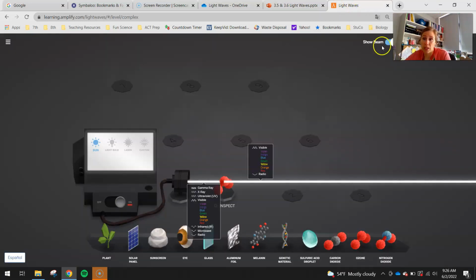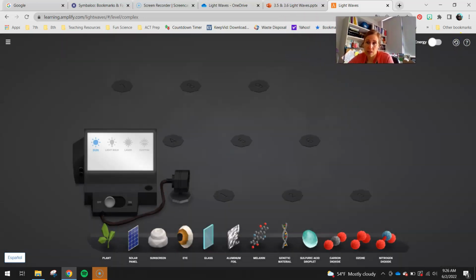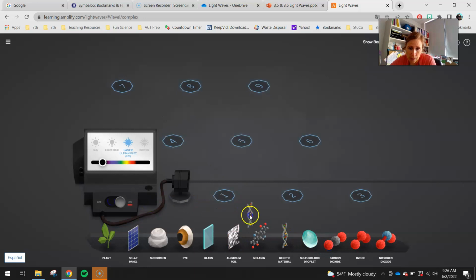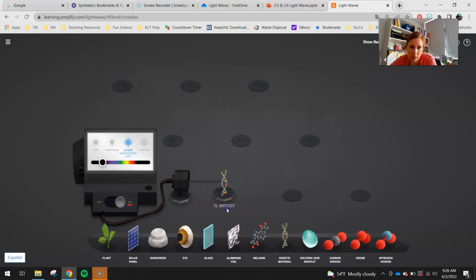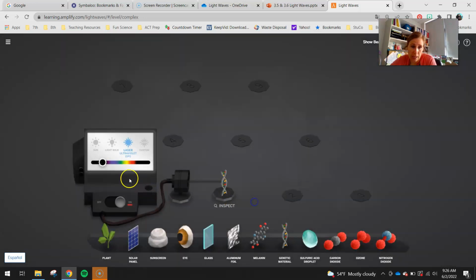If you remember, we can go back into our sim and check those. I'm going to do my laser. I don't even need to test gamma. I'll set it to ultraviolet, and remember we're looking at DNA. I'm going to turn it on, and oops, that's not DNA. Sorry. I'm going to turn it on, and with UV, we saw damage.